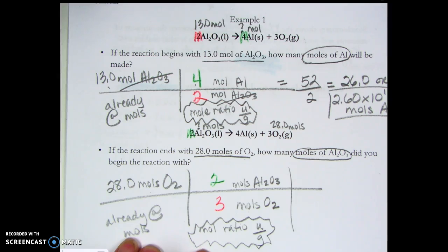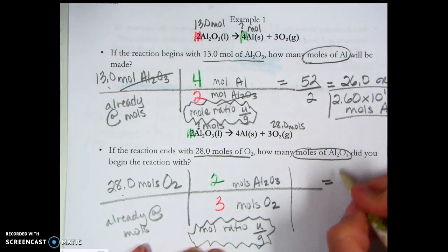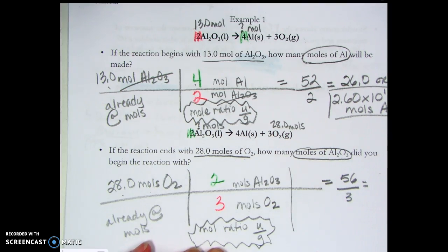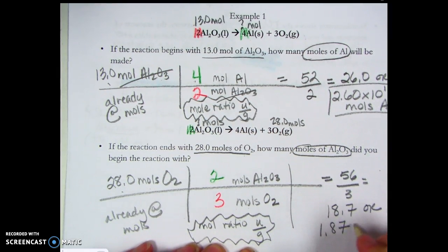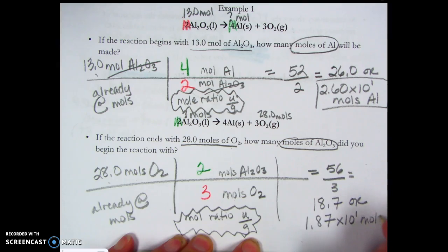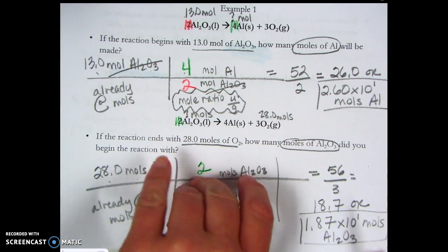The third step is going to be get to my unknown. My unknown is moles, so I don't have a third step. Now I can just calculate it. I type in 28 times 2, which is 56, divided by 3, and I get 18.7 or 1.87 times 10 to the first moles of Al2O3. Final answer. Okay, we're going to end up using this number on the next problem.